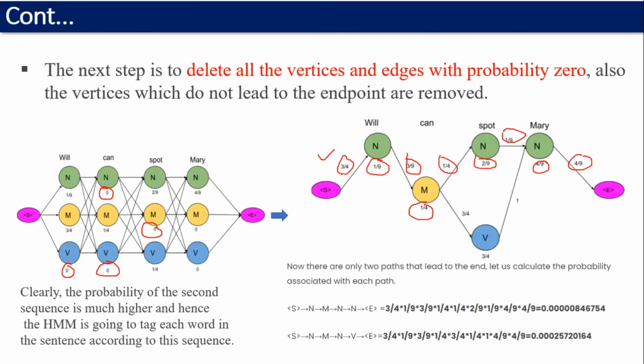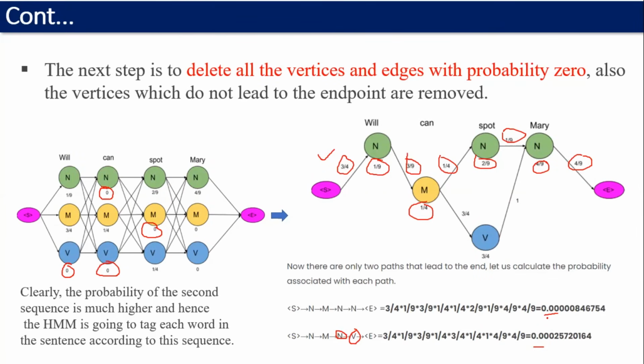So what is the sequence? Start, noun, modal, noun, noun, and end. And the second sequence gives you start, noun, modal, verb, noun, and end. So here it is, this should be verb and this should be noun. So just make those corrections and it gives you the total value. So from these two paths, again, you can find out the probability. You can check this. The probability of the second sequence is much higher when compared to the previous one.